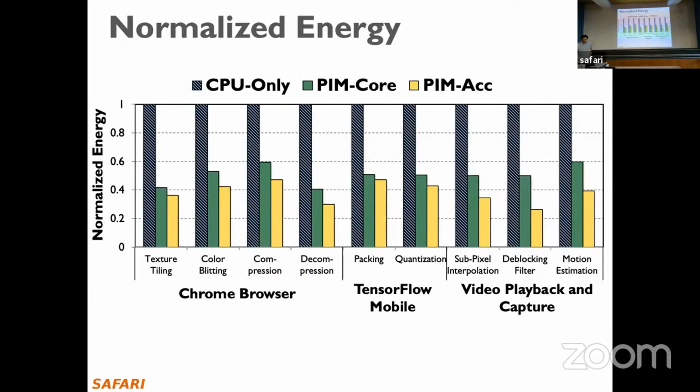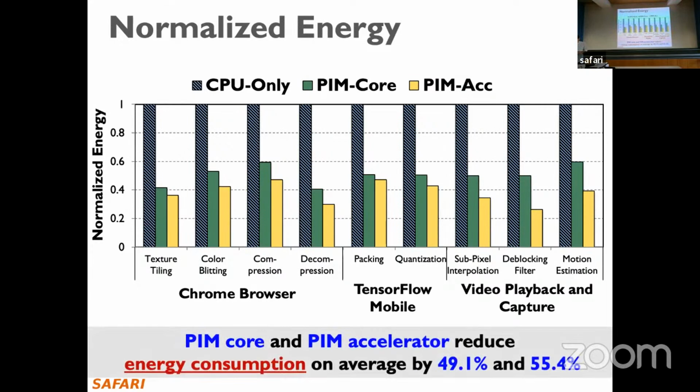So we can compare here how the energy improved by tackling, in particular, we were talking about TensorFlow Mobile, packing and quantization. You see here the results. There is a significant energy reduction over the baseline for both the configuration with PIM cores and the configuration with accelerators. And there you see the actual numbers, 49.1 and 55.4.